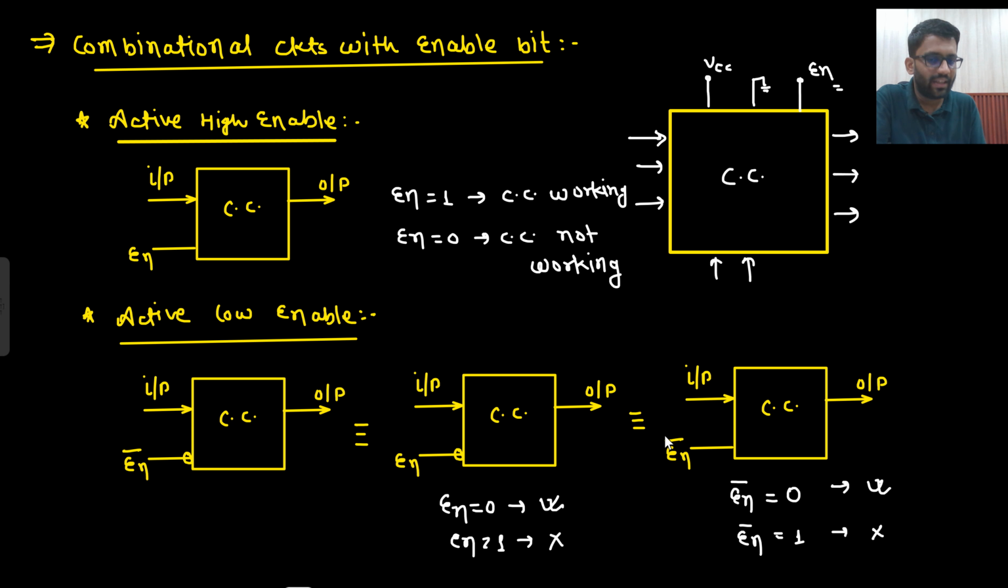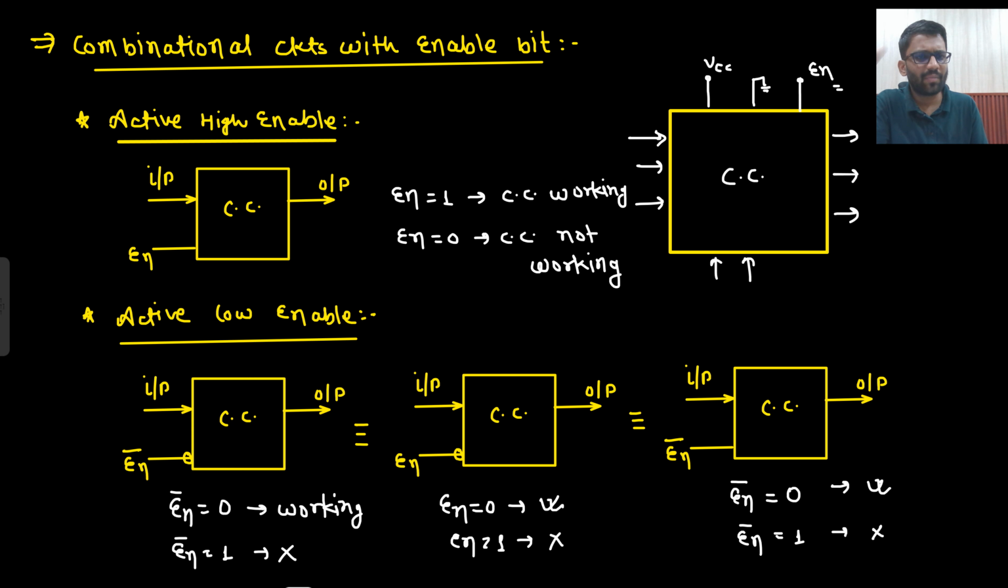or like simply EN bar is written, or both of them could also be there. Are you getting this point? They could write EN with only a bar, or only a bubble. You have to get to know that it is active low enable. And they could have written EN bar and bubble both together. Then also you need to get to know that it is active low enable only. That means if EN bar is equal to 0, then it is working. And if EN bar is equal to 1, then it is not working.